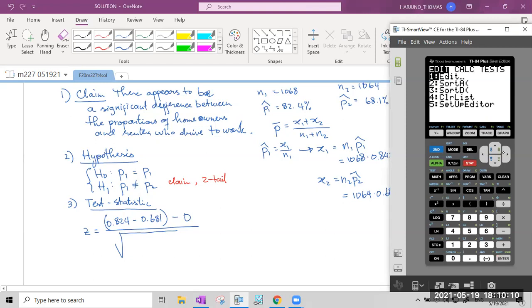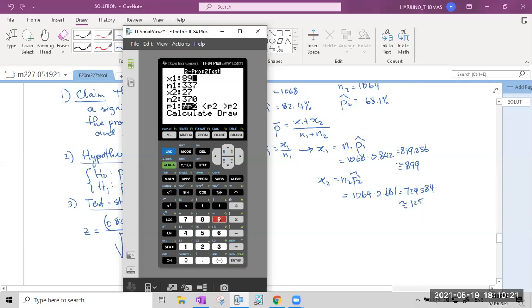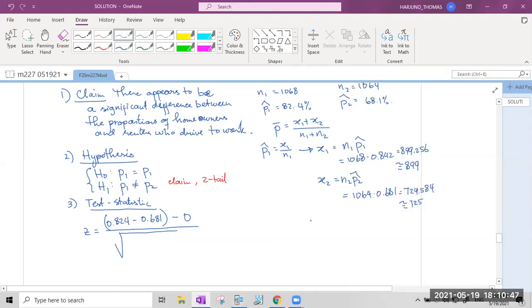I go to stat test, 2-proportion Z test right away. So X1 is 899, N1 is 1068, X2 is 725, N2 is 1064. We are testing two-tail. Calculate. Ding.